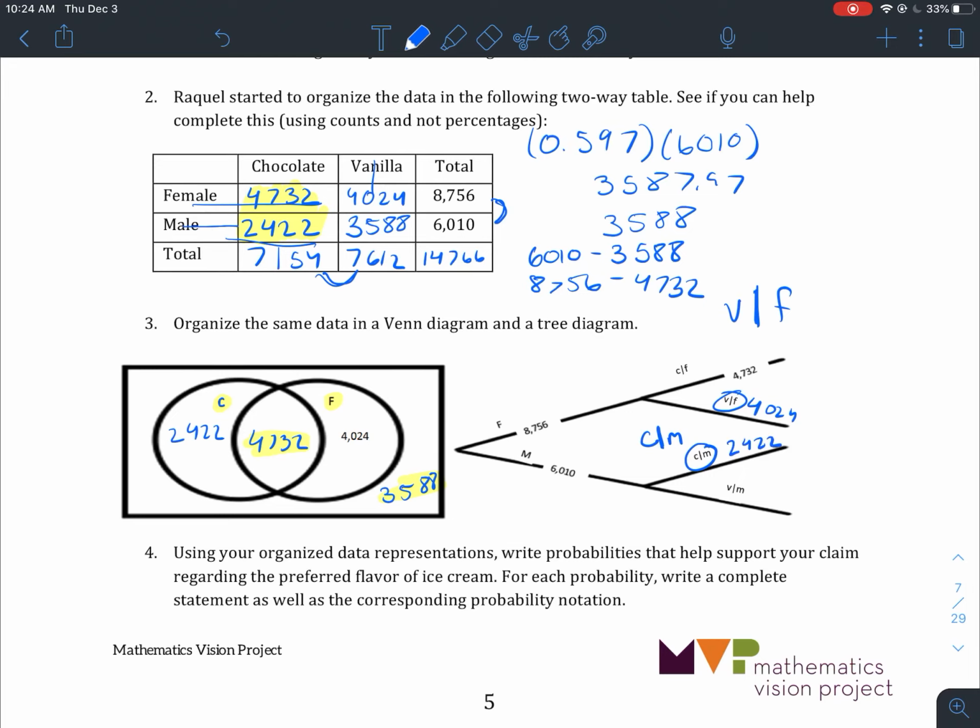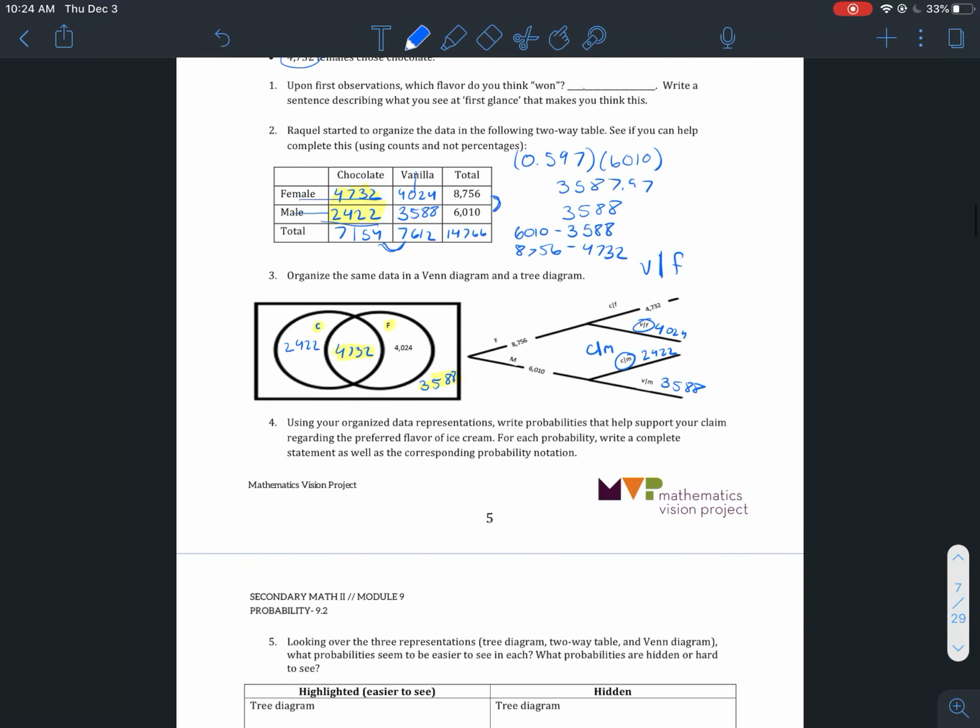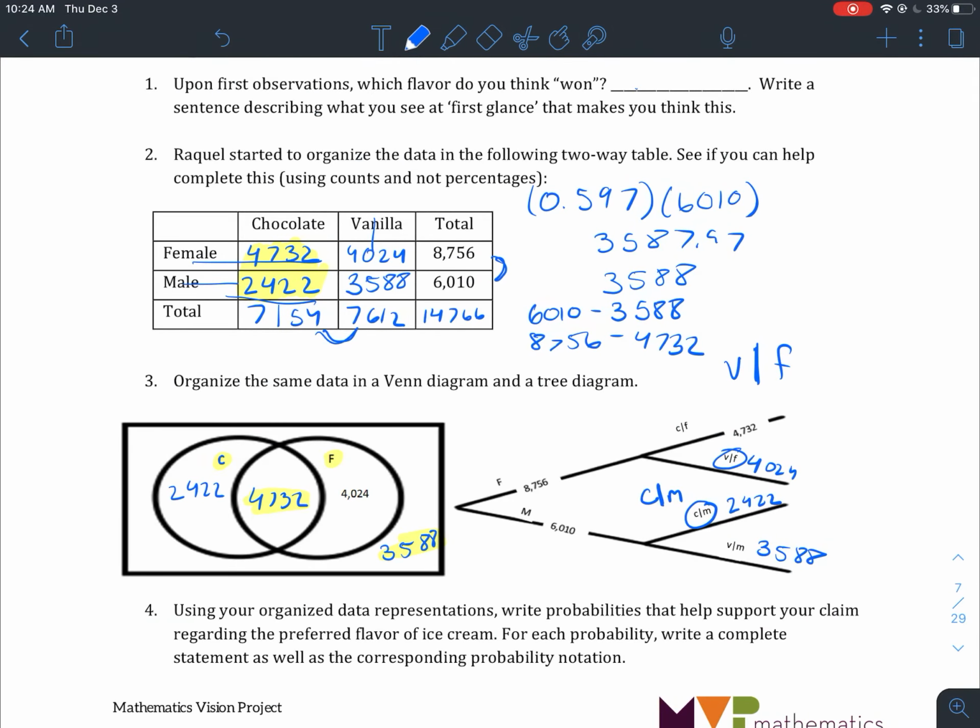And then we've got our last one. How many people are male but chose vanilla? That's going to be 3,588. So this kind of just shows you different ways you can organize the data. Different organizations show you different things. Some are more visual, some are more, like with the data table, the two-way table, you get the totals, which is kind of nice. And then the tree diagram's visual in the sense that it breaks off and shows you all the options. And then the Venn diagram is also nice because, again, it is very visual.